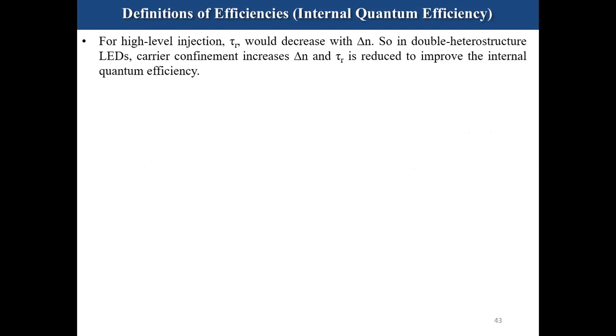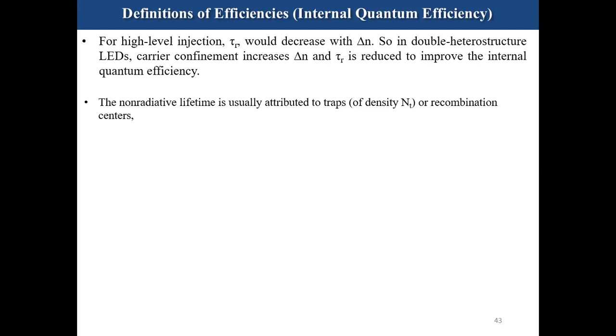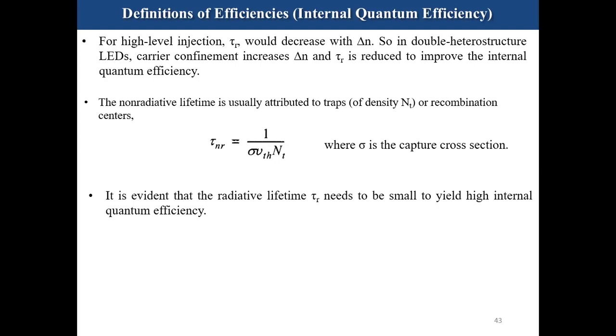For a high-level injection, this would actually decrease with change of carrier concentration. So in double heterojunction LEDs, the carrier confinement increases the delta N and decreases delta tau. The tau is reduced to improve the internal quantum efficiency. The non-radiative lifetime is usually attributed to traps or recombination centers, where sigma is the capture cross-section. It is evident that the radiative lifetime tau needs to be small to yield high internal quantum efficiencies.